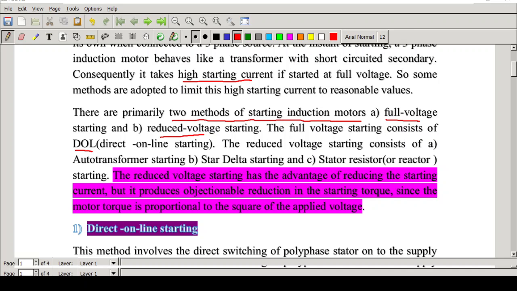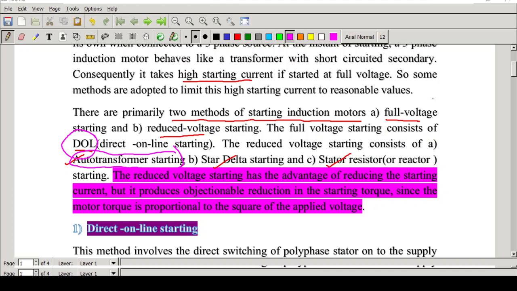Now which is the next method? The reduced voltage starting method, and in this method, there are three types. First is the autotransformer starting. Second is the star delta starting. And the third one is the stator resistor or reactor starting. But here we will be analyzing only two methods, that is the DOL starting and the autotransformer starting. We will study these two methods in detail.